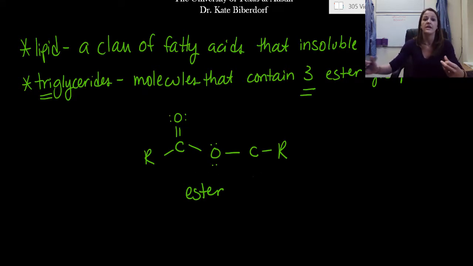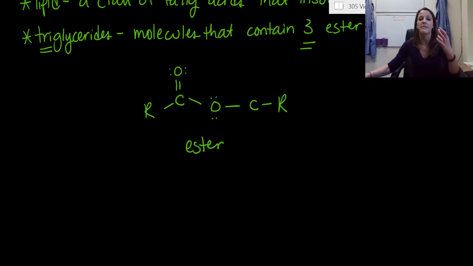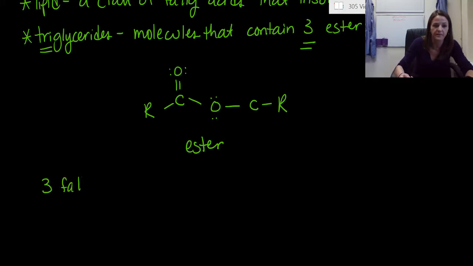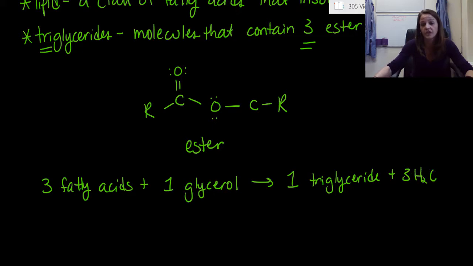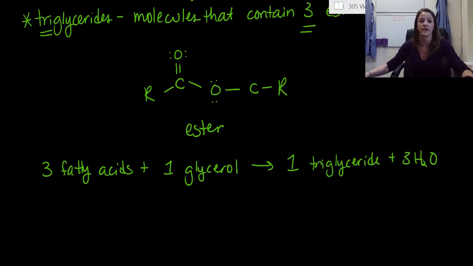That is an ester. Now, a triglyceride is made of 3 fatty acids plus a glycerol. Okay, so let's write this out. So 3 fatty acids plus 1 glycerol is going to give you 1 triglyceride, and then it creates 3 waters. Okay, I do expect you to know this, so make sure you commit that to memory.